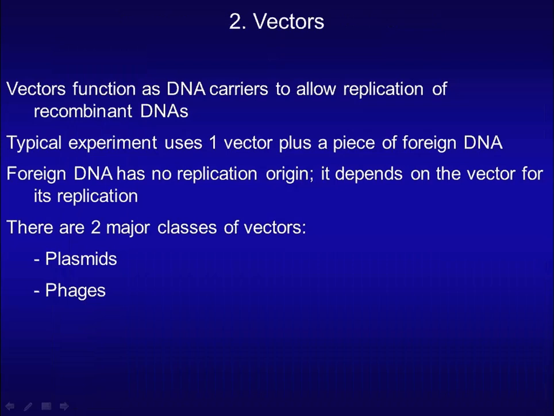Vectors function as DNA carriers to allow replication of recombinant DNAs. A typical experiment uses one vector plus a piece of foreign DNA. Foreign DNA doesn't have a replication origin. It depends on the vector for its replication. There are 2 major classes of vectors. One is plasmid, and the other one is phages.